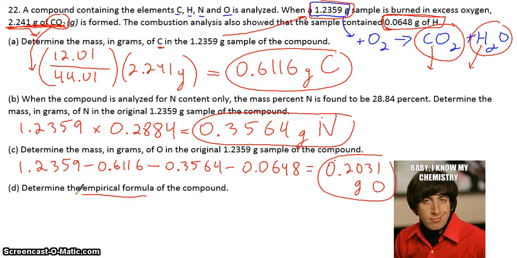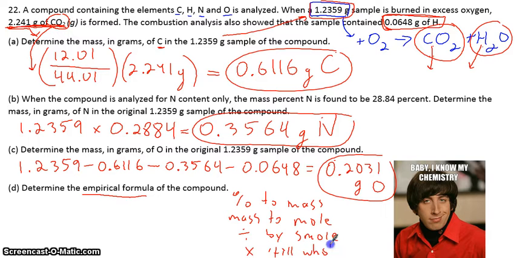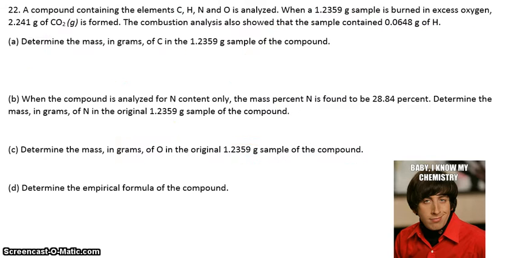Remember, to get the empirical formula, the poem again is: percent to mass, mass to mole, divide by smol, and multiply till whole. So we'll have to undergo each one of these. Now we're given mass, so we actually begin at the mass step. And as you'll see, we'll only have to use two of these. So let me pull it up a bit and let's try.